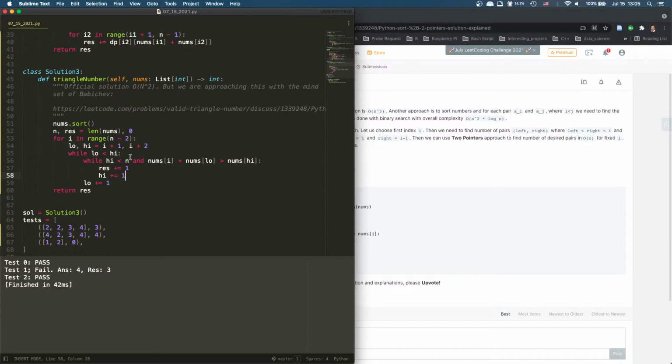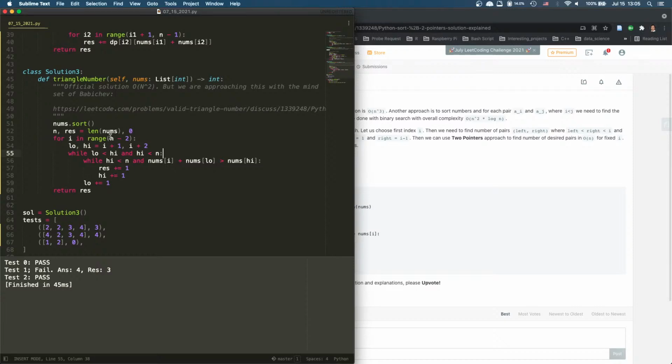So actually, we can put it here as well: while low smaller than high and high is smaller than n. Do this check, then the high will immediately exit. So now i is going to be here, low and high are here. And we do 1. Yeah, it is 3. What's the other one? 2, 4, 4. That's the other one.